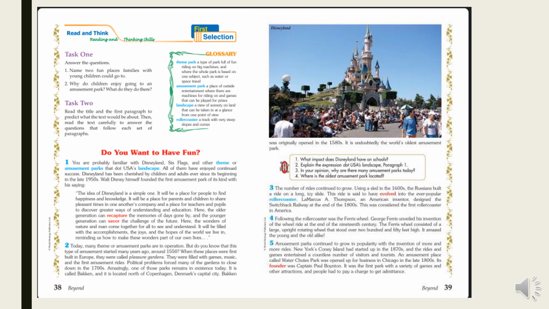Then, in the early 1900s, Luna Park opened up at Coney Island too. By 1910, there were an estimated 2,000 amusement parks in existence. Unfortunately, the public lost interest in the next 5 to 10 years, and many parks were shut down because of bad economic conditions in the first half of the 20th century.